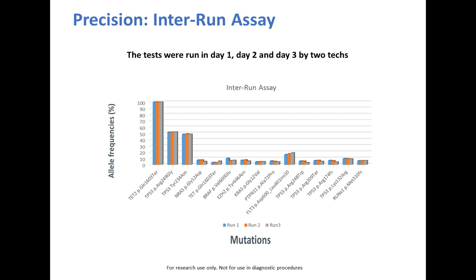The second part for the precision is the inter-run assay. The tests were run in day 1, day 2, day 3 by 2 techs. You can see the results for day 1, day 2, day 3. The allele frequencies are very consistent.